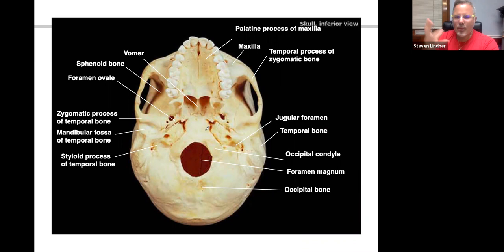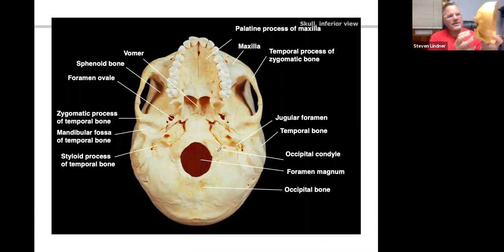When we look at the underneath surface of the skull, this is looking inside. When we look at the bottom, this large hole right here is the foramen magnum. If the brain sits in here, the brain stem comes through right from the bottom. And then the top bone, C1, is going to articulate with that. So the hole at the bottom is the foramen magnum.